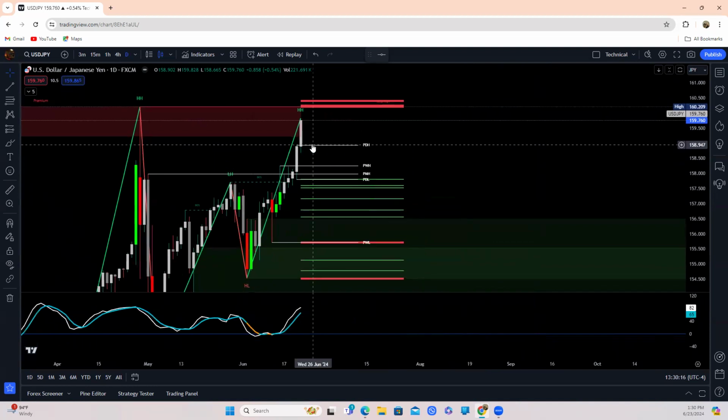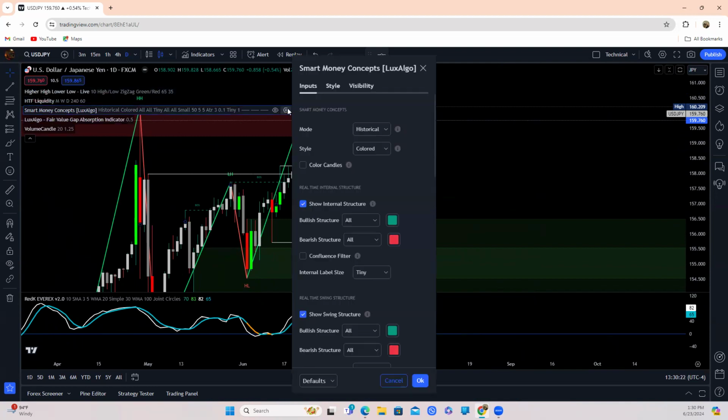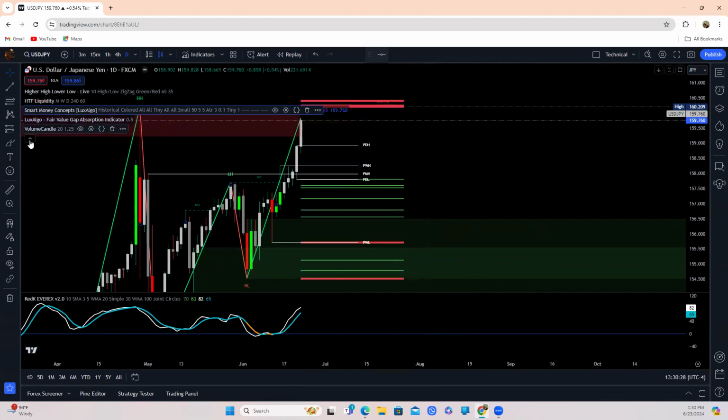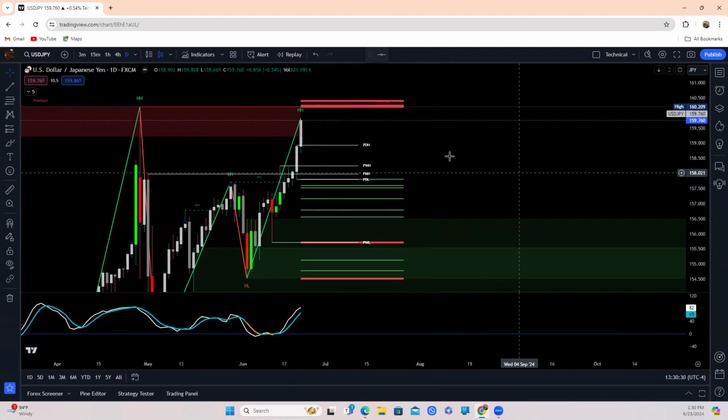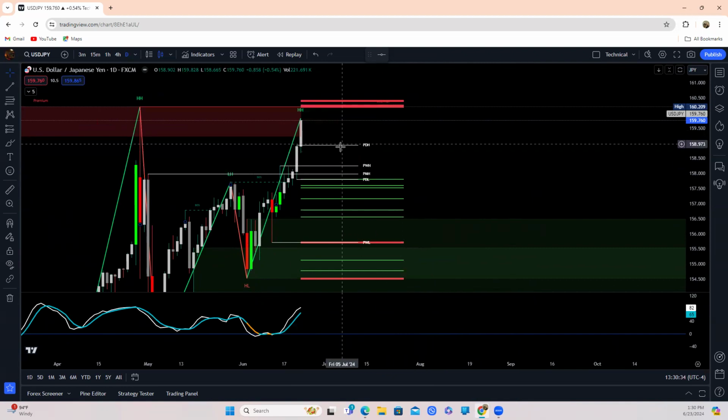Then I also enabled, in the Smart Money Concepts indicator, the higher low and higher high for the daily, weekly, and monthly, just to have an idea on the charts where those levels are. Just keeping track, as you can see right here. And I turned the lines white so that I could see those better as well.